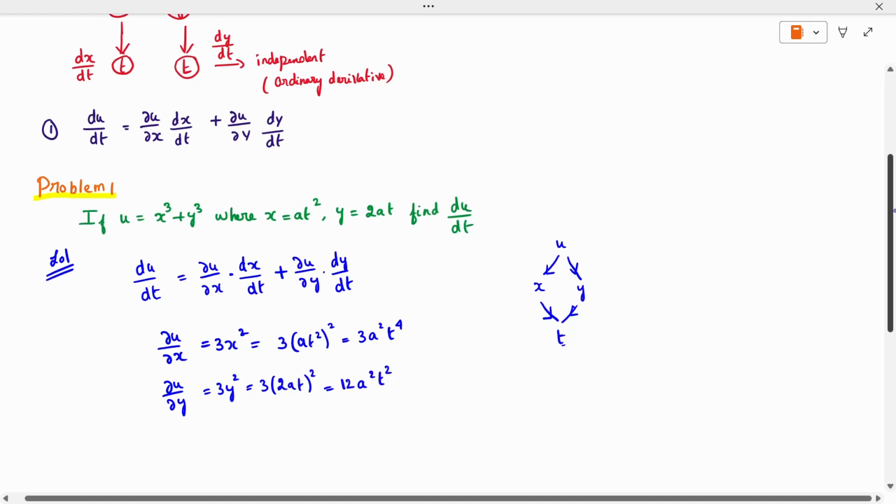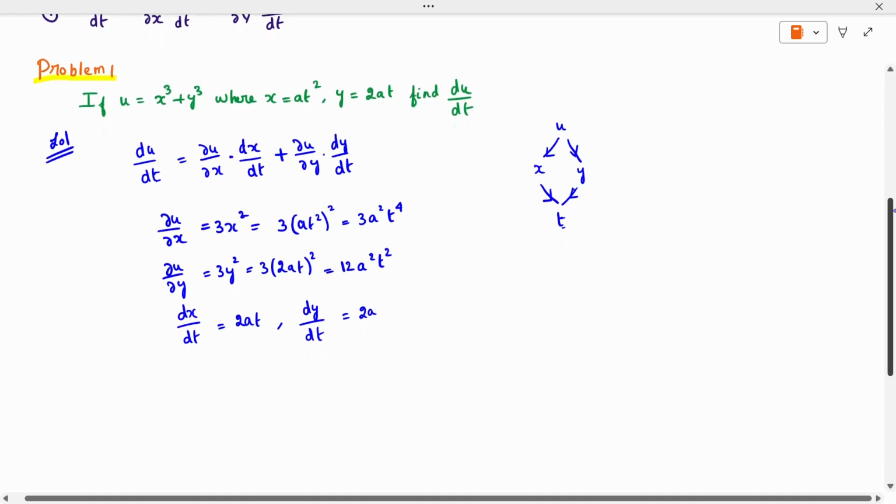So completed. Same way, dx by dt and dy by dt. dx by dt is nothing but 2at, with respect to t. Already it is in terms of t only, so we need not do any simplification. dy by dt is 2a. So all that we have completed, we have to substitute in the formula.